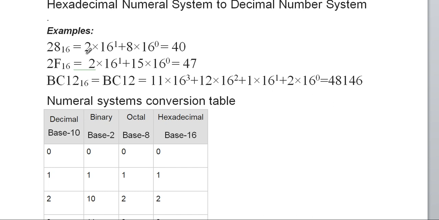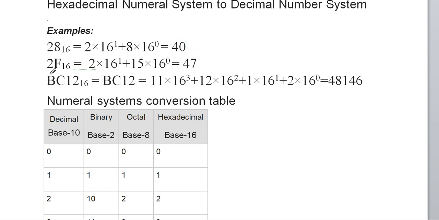In the first step, 2 will be multiplied by 16 to the power 1, plus the next digit is 8, and 8 will be multiplied by 16 to the power 0. Then 1 will be subtracted by 1, and you will get the 0. Finally, after calculation, you will get the 40, which is the equivalent decimal number.